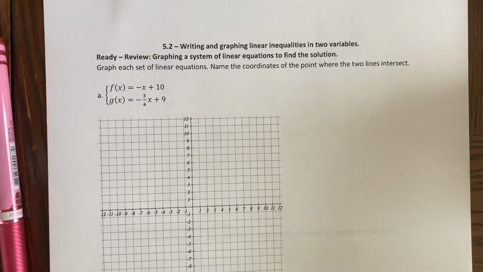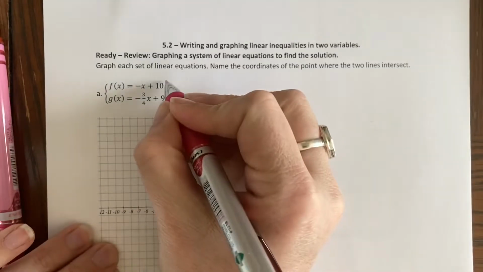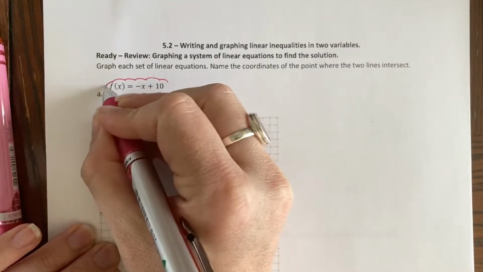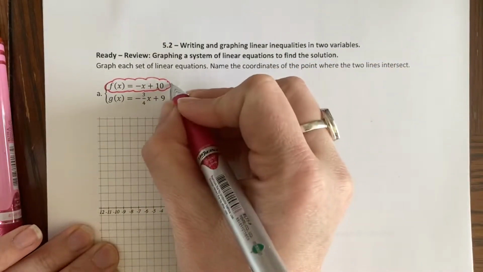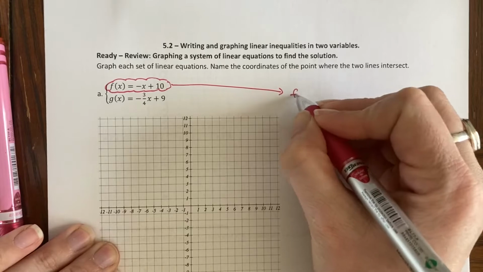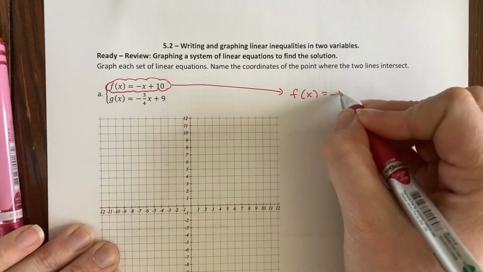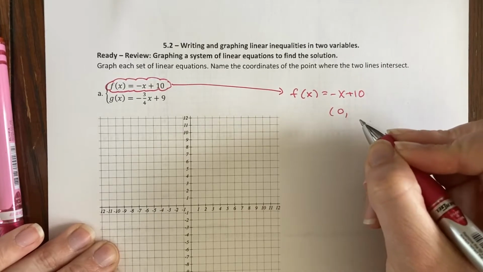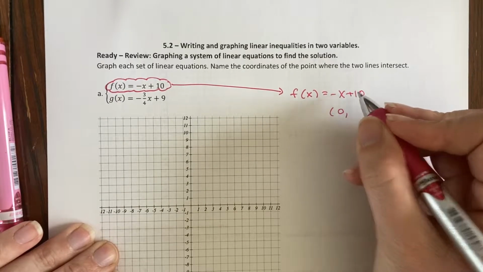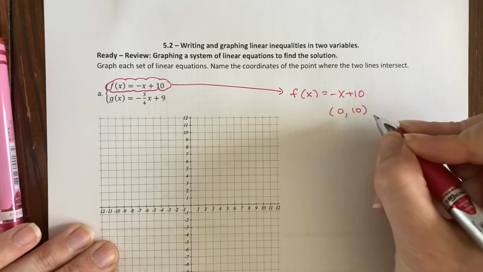For 5.2, our first section is graphing a system. I'm going to graph f of x first. So I take my equation. If I plug a 0 in, -0 plus 10 is 10.